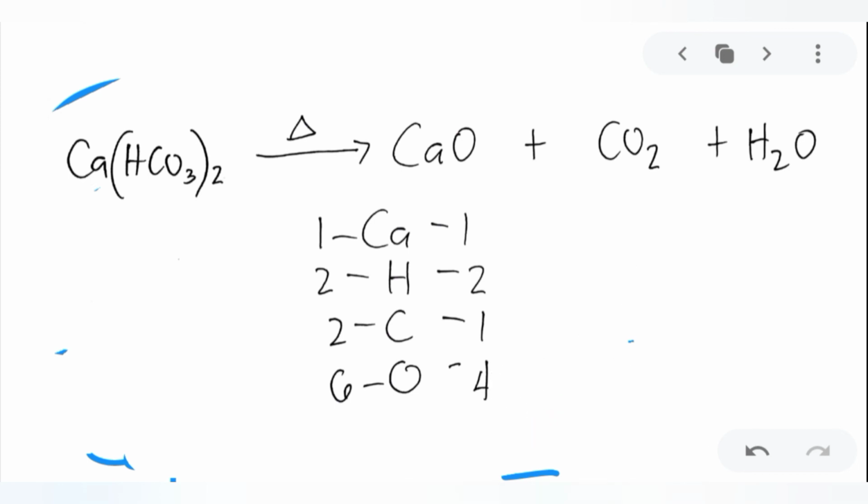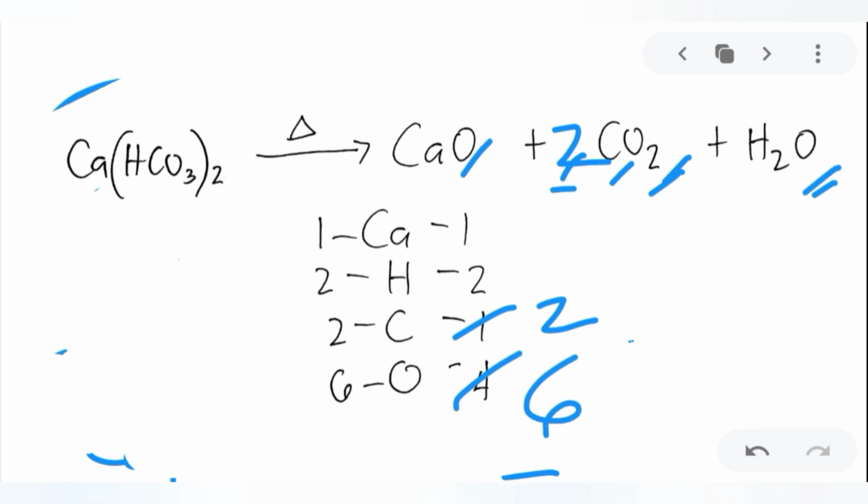To balance this one, I guess we need to put 2 here. So let us check. How many carbons do we have now? We have 2 pieces of that, that is 2 times 1 here. And then how many oxygen is 2 times 2? That is 4, 5, and then 6. So we have now 6 oxygens. So therefore, this is already a balanced reaction.